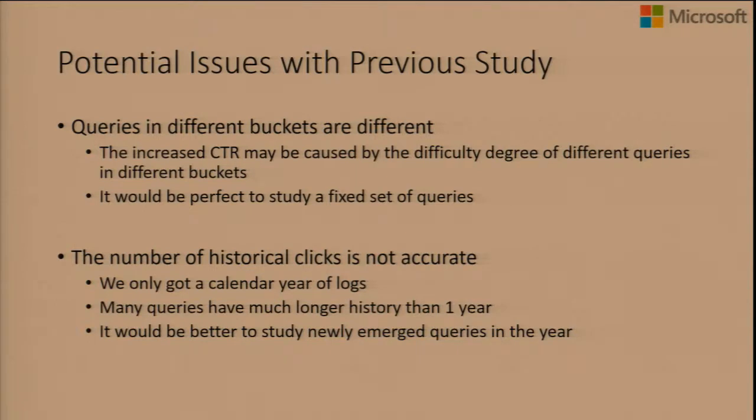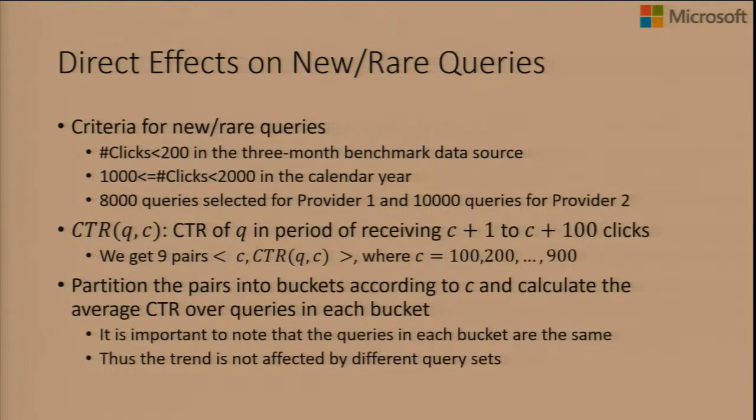Another potential issue is that the number of historical clicks is not accurate, because we only have one calendar year of data. According to some regulation requirements, search engines cannot keep too long a history of searches. Popular queries have a very long history, much longer than one year, so we cannot guarantee that the historical clicks are accurate. Therefore, it would be better to study newly emerged queries in the calendar year we collect the log. So we have the second study, quality effects on new or rare queries.